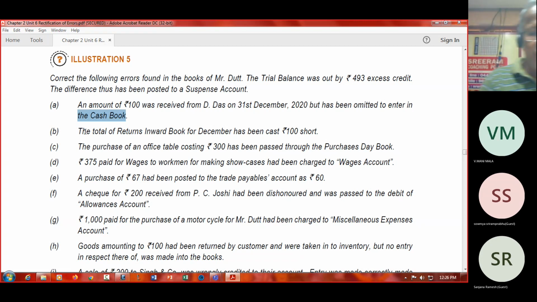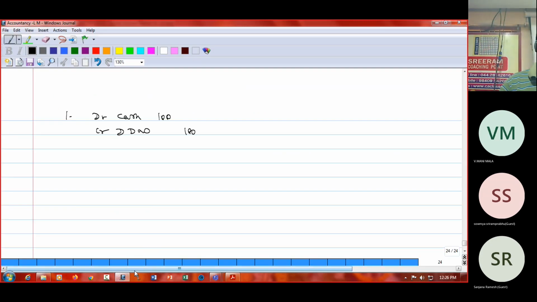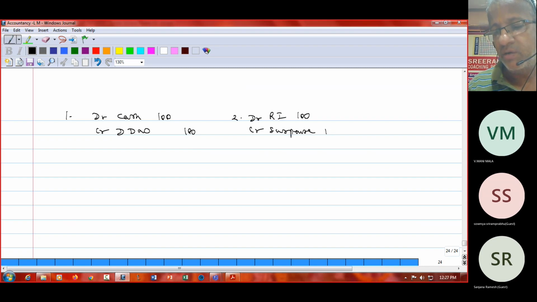That's it. Next, the total of returns inward book has been cast short by 100. Return inwards book will show a debit balance. Debit short. So what is the remedy for debit short? Now debit return inwards 100. Will this affect the agreement of the trial balance? Yes. Credit suspense 100.